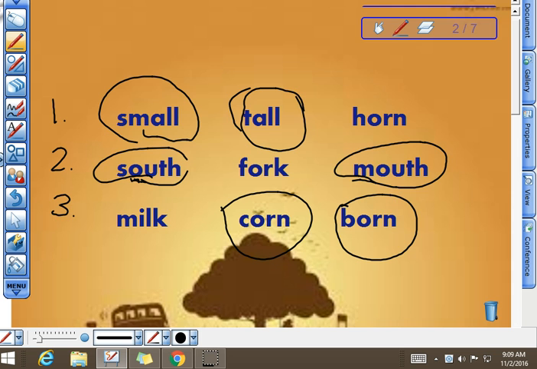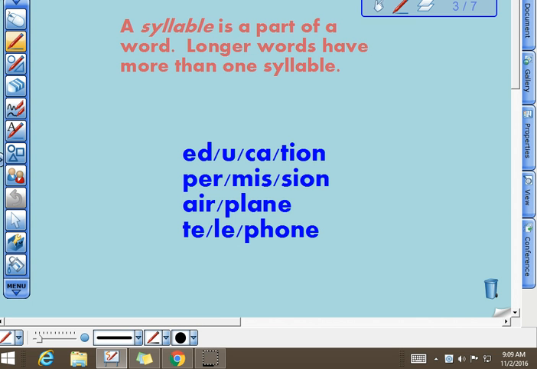I think most of us are doing very well at rhyming words. All right, let's move along. We have been talking about syllables. A syllable is a part of a word. Longer words have more than 1 syllable. We've got some words up here, and as we say them, I want you to clap each time we say a part of the word. Now I have these marked with a line where we're going to slice the word up into its parts. So I'm going to say the word, and then you say it with me and clap out the syllables. The first word is education.